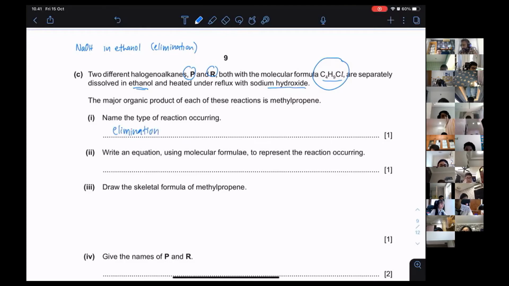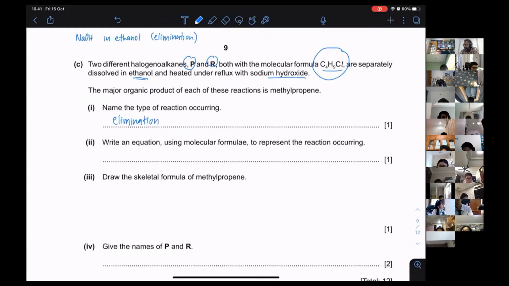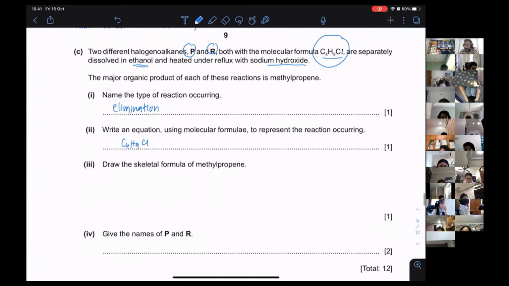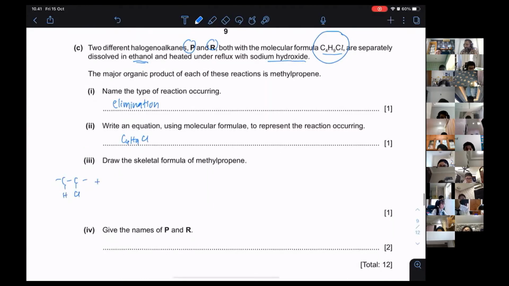And write an equation using molecular formula to represent the reaction occurring. So you see here what happens, C4H9Cl. If I put it in a simple way, let's say you have Cl and there is H. When I react it with NaOH, the Cl will be taken out and react to give you NaCl. The H will be taken out, react with the OH, and give you H2O. So this one will give you C double bond C and so on.